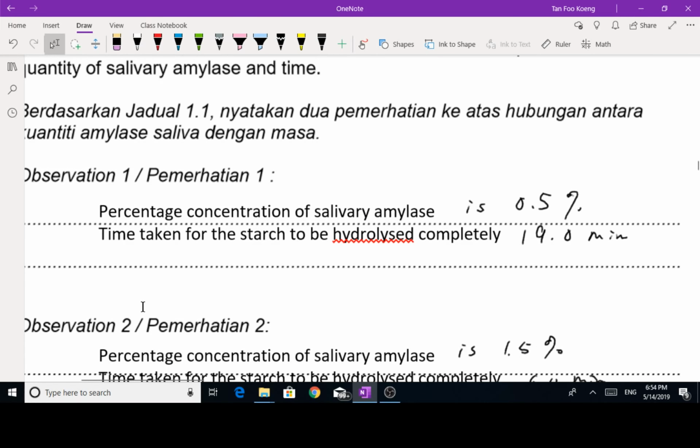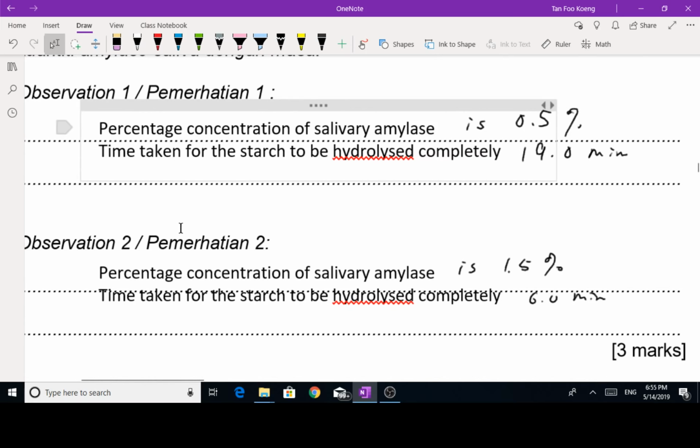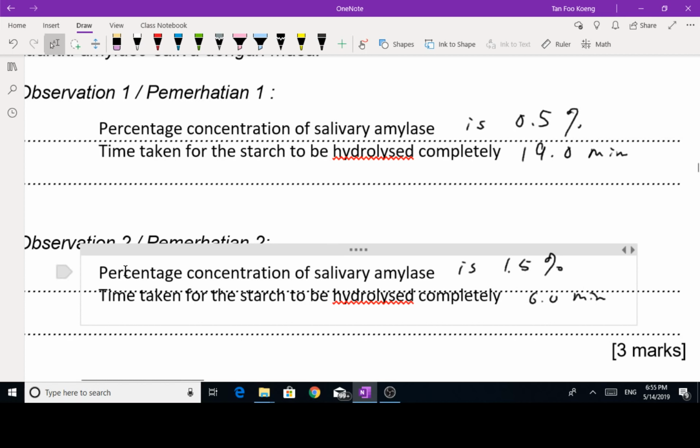As simple as that. When the percentage concentration of salivary amylase is 0.5%, the time taken for the starch to be completely hydrolyzed is 19.0 minutes. Where do I get all these phrases? Basically I just copy and paste from question number E1. Then for observation number 2, I'm going to choose another observation with the lowest ORV. When the percentage concentration of the salivary amylase is 1.5%, the time taken for the starch to be completely hydrolyzed is 6.0 minutes. So immediately you get 3 marks.